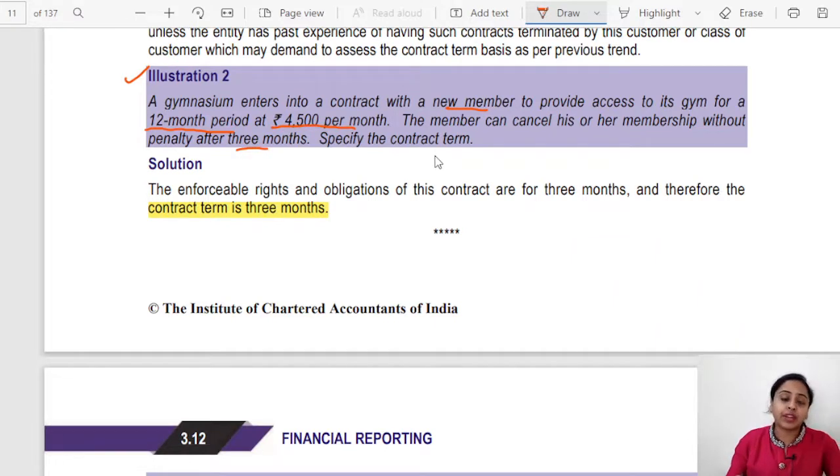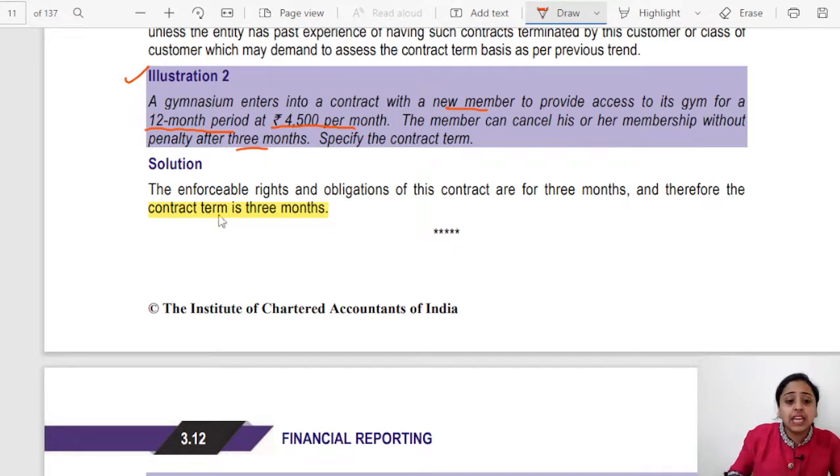Specify the contract term. So, as you know, whenever there is a fixed term up to which there cannot be any cancellation, up to that the contract is one. Other than that, the contract is separately recognized. So this one particular 3-month period for which the contract is valid, till the time it cannot be cancelled by both the parties. Since there is no penalty afterwards, this 3 months is the contract term of such contract with that particular new member, or you can say new customer for that gym.